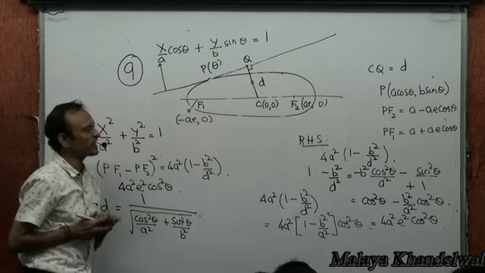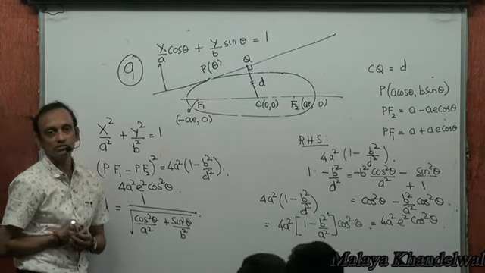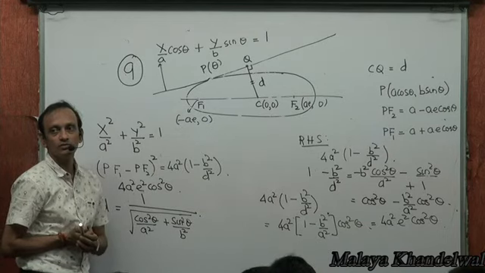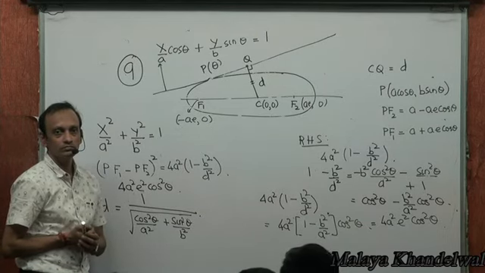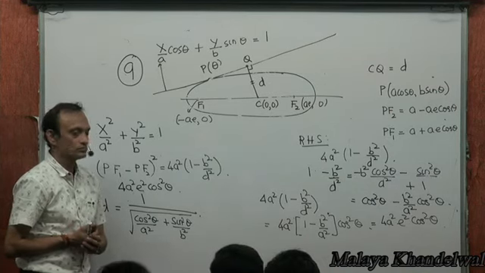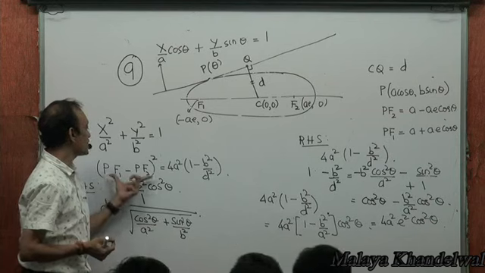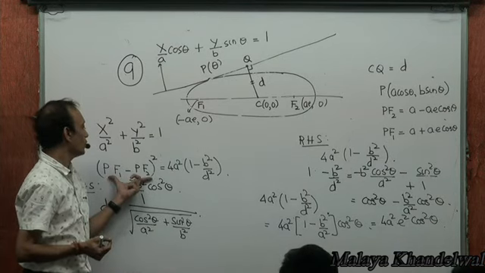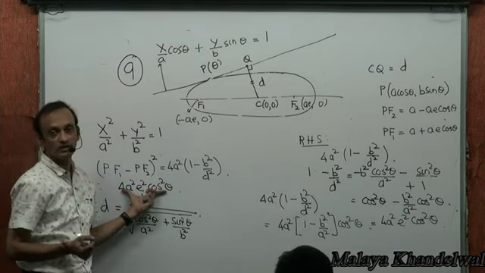Only algebraic simplification required in this problem. This is how it goes through. Yes or no? Which is the same as PF1 minus PF2 whole squared, 4a squared e squared cos square theta.